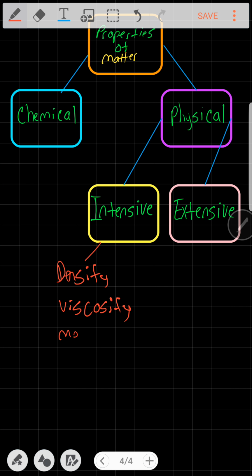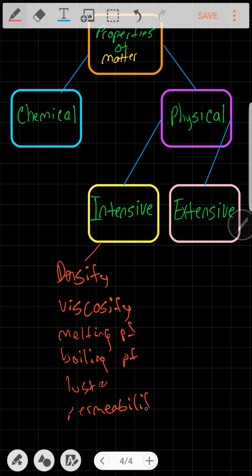Melting point. This will be on an exam, so please know this. Melting point, boiling point, freezing point, all those things. Luster. Those are all intensive. Permeability, that's another one. That's another intensive property. Now, we can say solubility is maybe an extensive property.